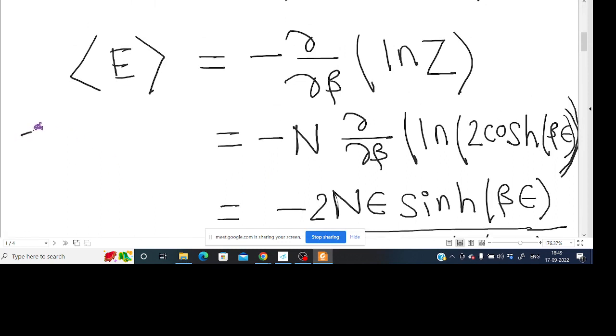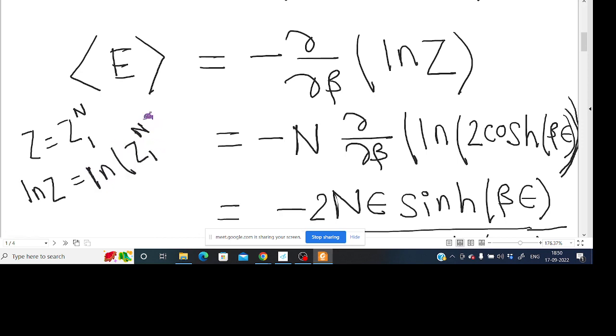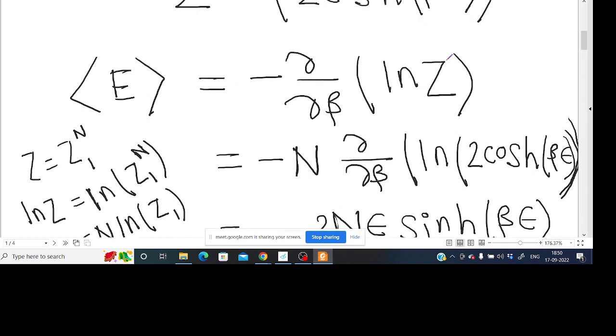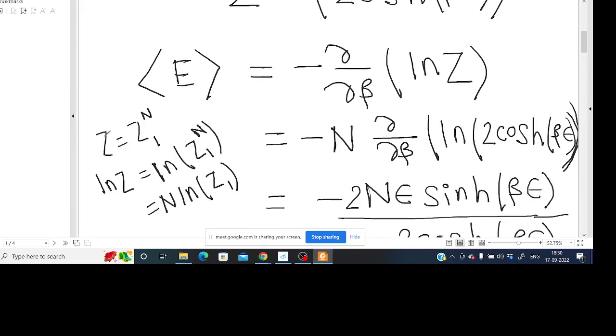Let's say Z equal to Z1 to the power n. So log Z is equal to log Z1 to the power n. Now this log of Z1 to the power n is equal to n log Z1. So that's what is written here.